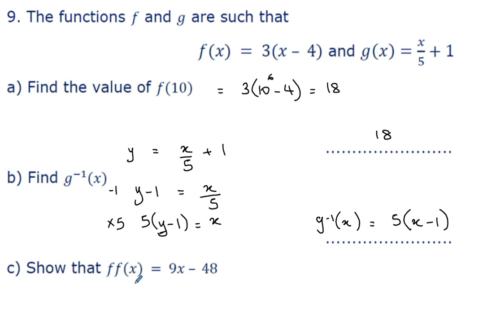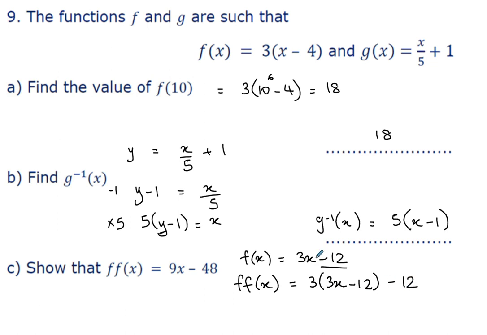Okay. Show that ff of x equals 9x minus 48. So your function f of x equals 3 times x minus 4, and this time I'm going to expand it. So I've got 3x minus 12. And then we're going to stick that into the f again. So then we've got 3 times, and now instead of using that, I'm going to use that. So in that x, I'm going to put 3x minus 12. And again, don't forget to take away the 12 then.